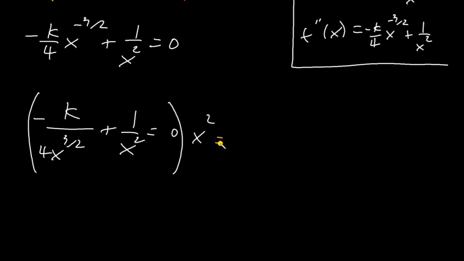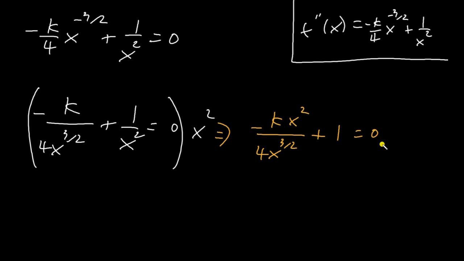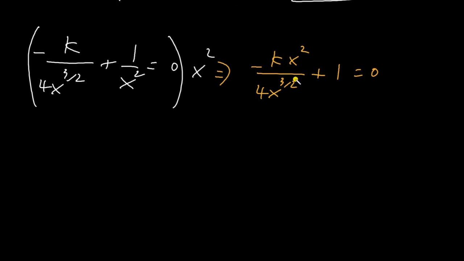And that will get us, let's see here, on the right side, 0 times x squared is 0. On this side, we'll get negative k x squared over 4x to the 3 halves plus, okay, so this and this are going to cancel. We'll just get 1 equals 0, okay? And when we have an x squared and an x to the 3 halves, we can simply subtract these exponents, right? So it's going to be negative k, x to the 2 minus 3 halves is just x to the 1 half, over 4 plus 1 equals 0, right?